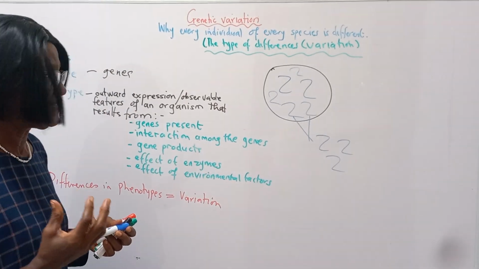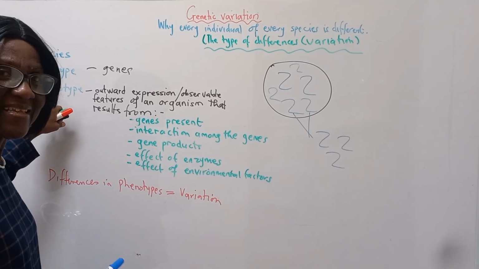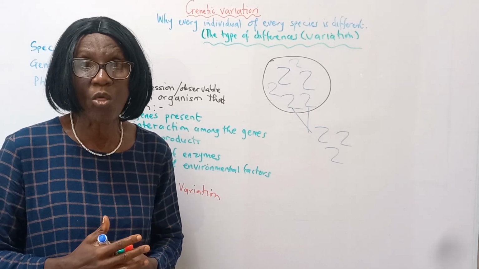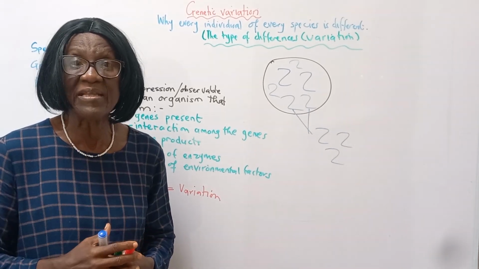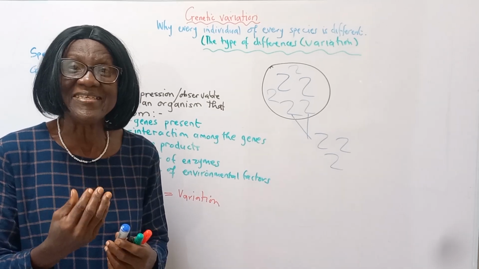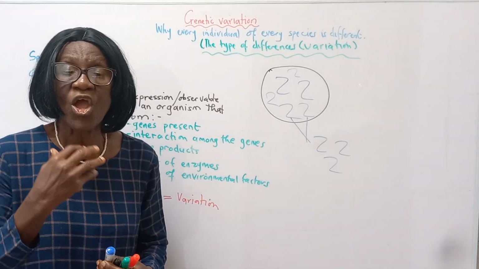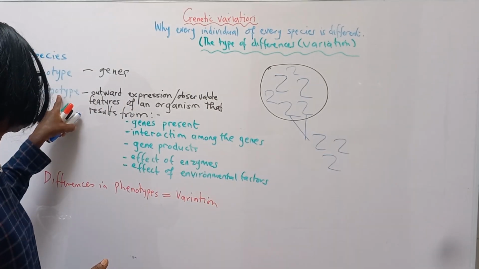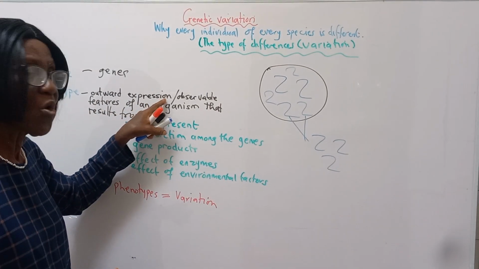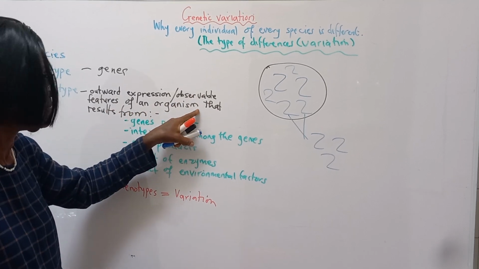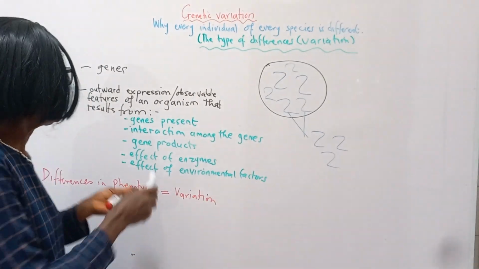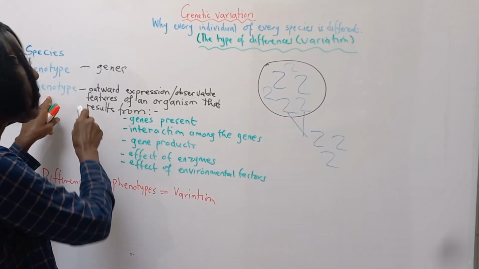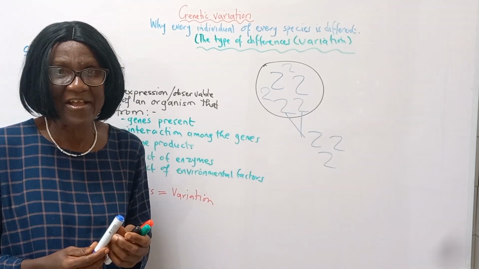You can't see genes, but you can see the expression of a gene. For instance, I can roll my tongue, so I have genes for rolling tongue. You can't see the genes, but you can see I roll my tongue. And the outward expression of a gene is what is called the phenotype. Outward expression or observable features of an organism. That's the phenotype. So the genes can be seen or felt or measured from the phenotype, the outward expression.